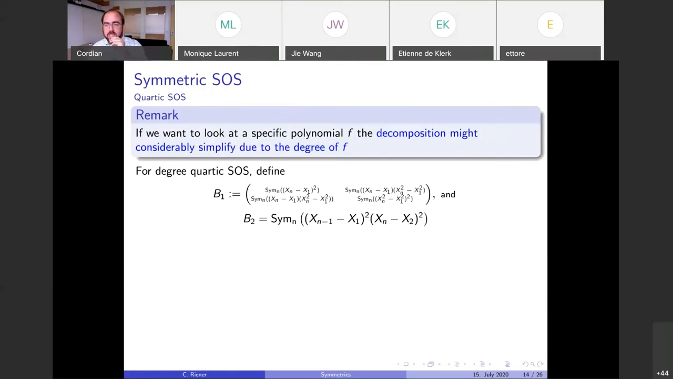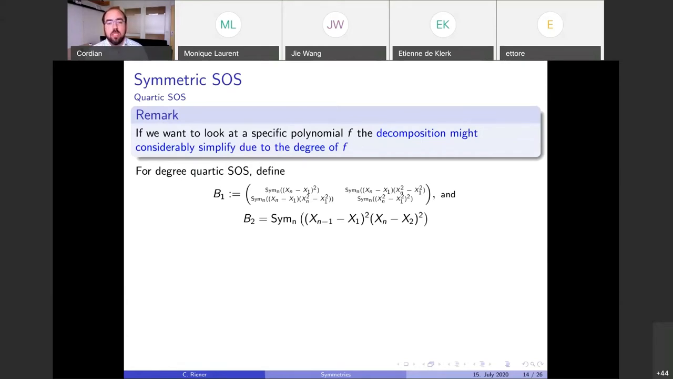And let me just give you one example of that. This is the only concrete example maybe that you will see today, on these spaces, but let me just calculate those matrices for quartic polynomials. So for quartic polynomials, I claim that I only need those two matrix polynomials.